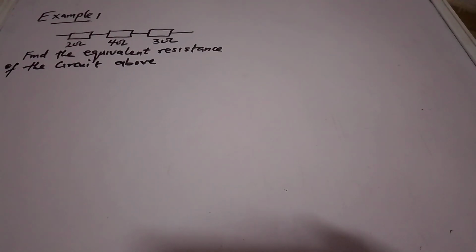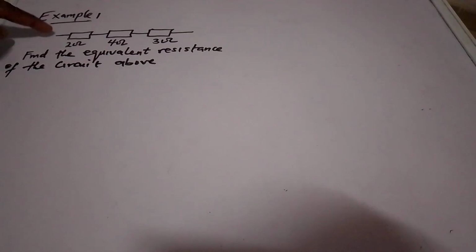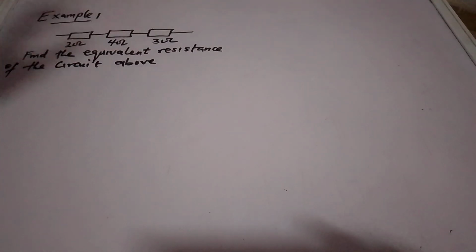In this example 1, the question is: find the equivalent resistance of the circuit above. If you look at the circuit connection, you see it's a series connection because if current starts from this point, current flows directly into the three resistors. So therefore, they have the same current. So let's find the equivalent resistance, because that's the first thing you should know. Before we start looking for voltage and current, we must first know how to find equivalent resistance.